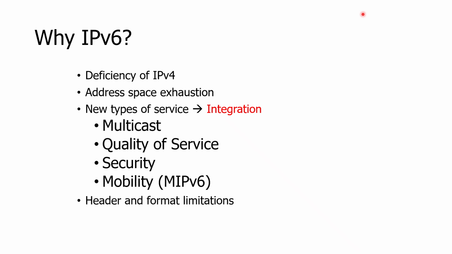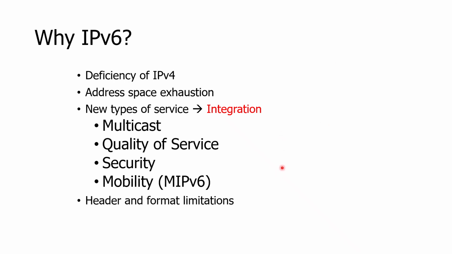IP version 4 struggles to support new services like real-time applications, for example video and voice. While IP version 4 supports multicast, its capabilities are limited compared to new standards. The quality of service in IP version 4 is insufficient for forwarding the important data traffic.